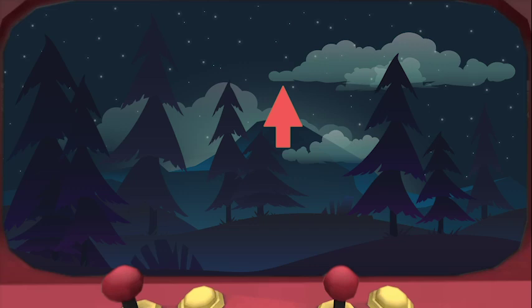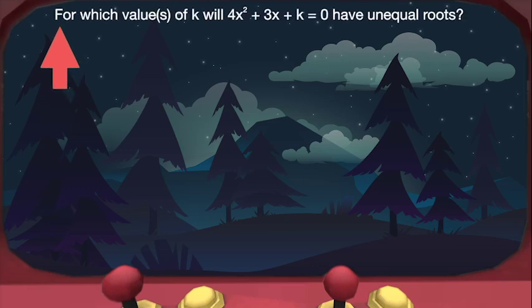We're still going to look at the nature of the roots, but here is a little bit different way of questioning. So let's go and have a look and see what it means. For which value or values of k will 4x squared plus 3x plus k equals 0 have unequal roots?